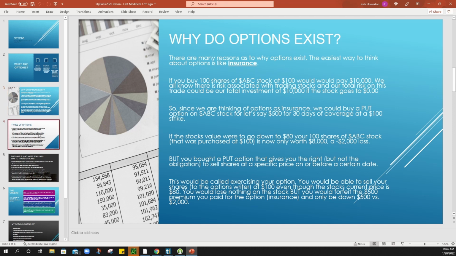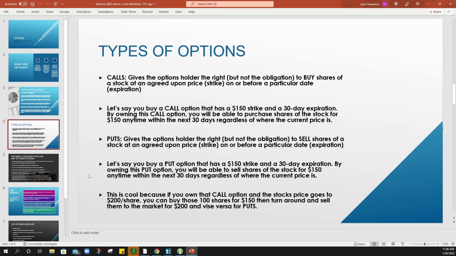So let's go ahead and move on. Types of options, okay? So we know what options are, derivatives, right? We know what they are. We know what they allow us to do, the right and the obligation, and we know that they're based on 100 shares. And we know that we need to think about options like an insurance policy. So what are the different types of options?